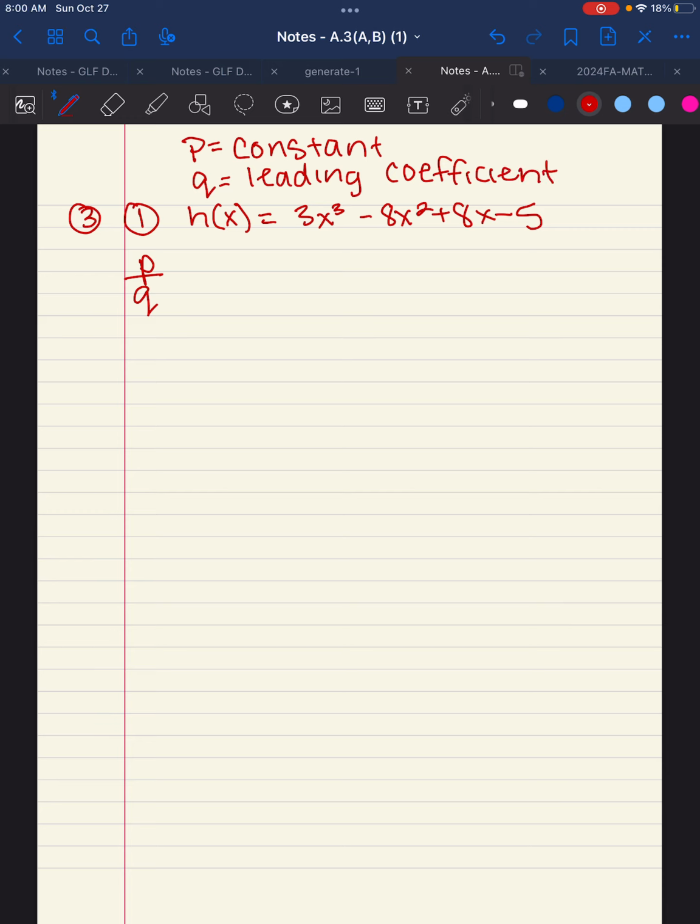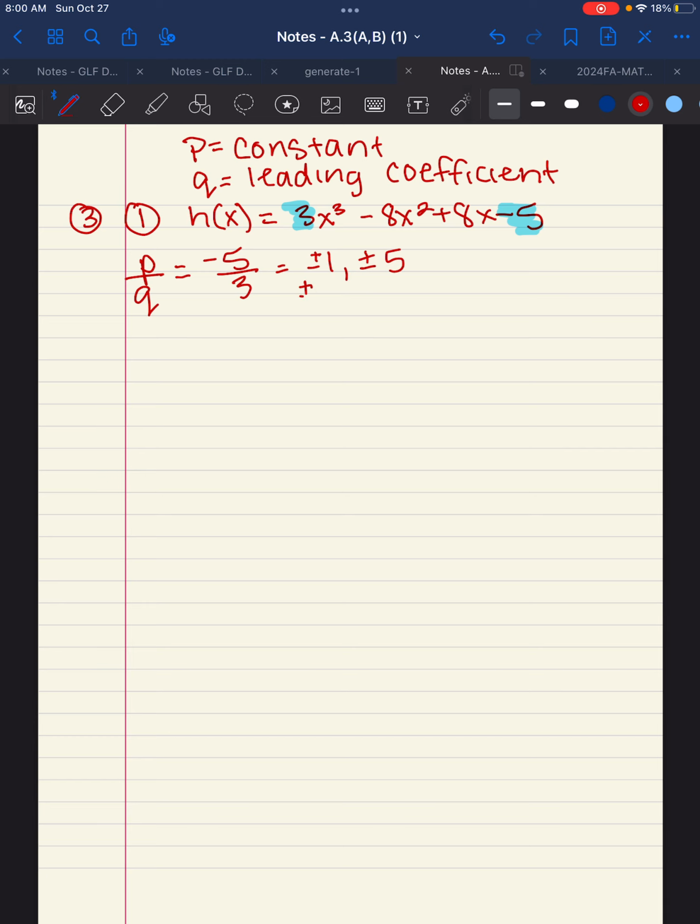All right, boom. In this case, what is P? And what is Q? Very good. Now we're going to list out our multiples of -5. Well, that can be plus or minus 1. That can also be plus or minus 5. What about for 3?